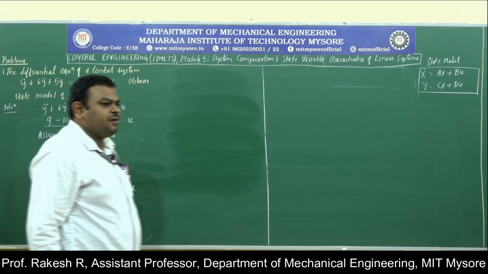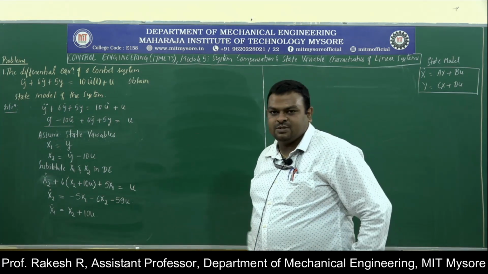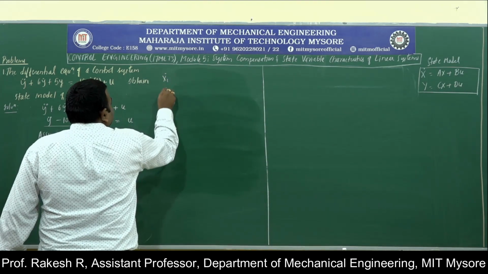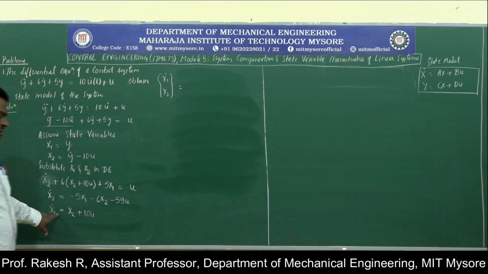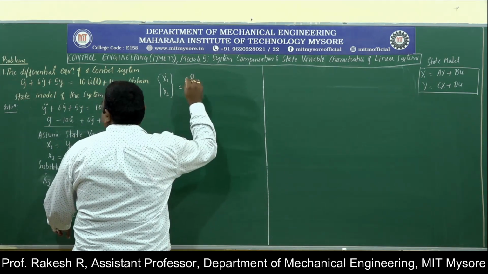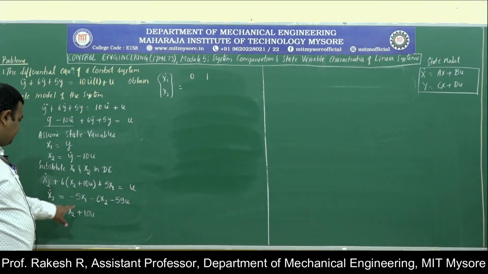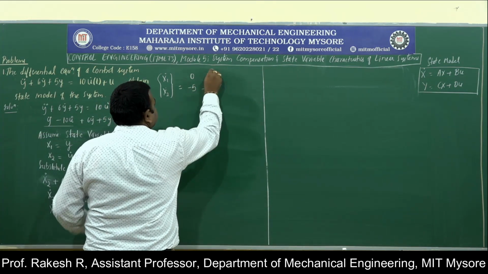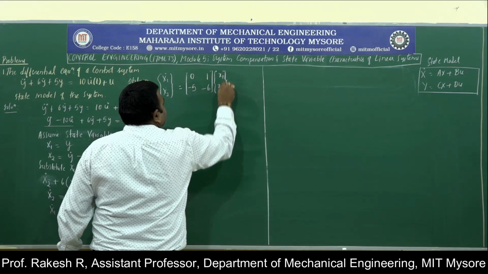So in this problem, you will be having u terms in both the state variables. So I will represent that one. x1 dot, x2 dot will be equal to, so in the x1 dot, you don't have an x1 term, so 0. You have an x2 term, that is 1. Again in x2 dot, you have an x1 term, it is minus 5, and an x2 term, it is minus 6, into x1, x2.